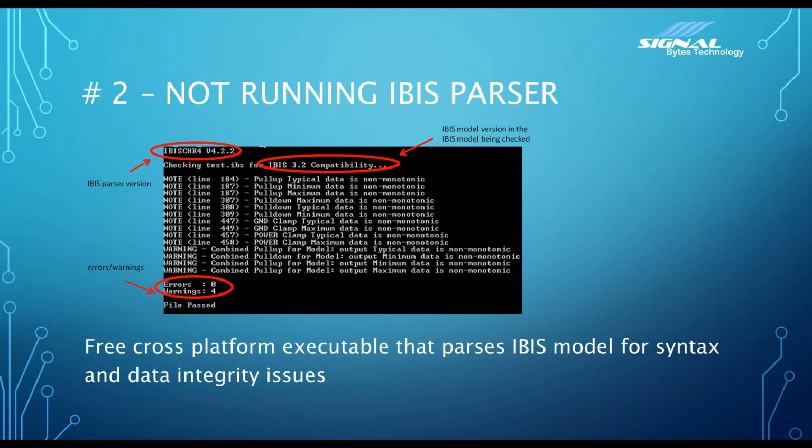So again, about the IBIS parser, what I say is it's your first line of defense, but it's not your last line of defense, okay? Because you have to go beyond the IBIS parser. And in some ways, I think an unintended consequence of having this parser released is that it's made a lot of people believe that if it passes the IBIS parser, then it's a good model. And that's not necessarily true. Like we just said, the IBIS parser isn't going to tell you if the electrical characteristics of the I/O match the data sheet, because that's not what it's intended to do. So this is your first line of defense, but it's not your last line of defense.